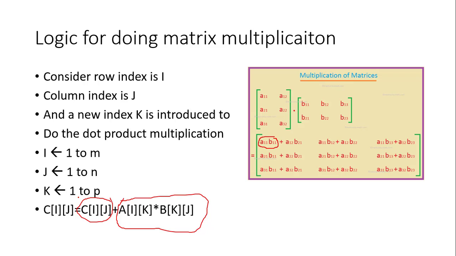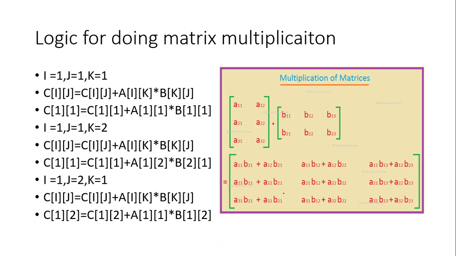So when all these things are completed, the C of ij is having the sum of products. For example, after the first multiplication process, the C of 1, 1 is having the product of A of 1, 1, B of 1, 1 plus A of 1, 2, B of 2, 1. Okay, so we will do some examples.